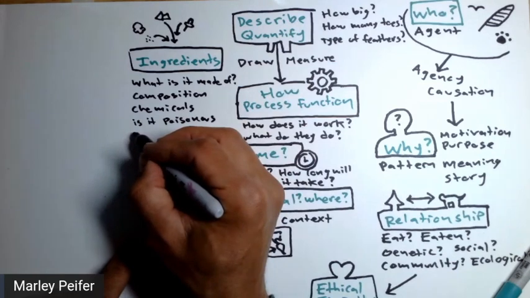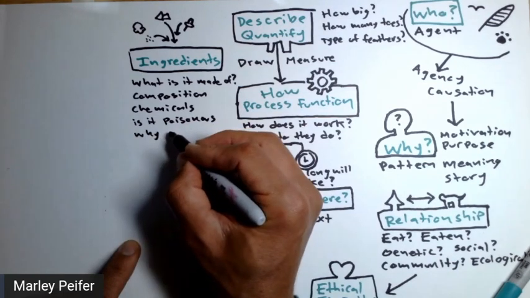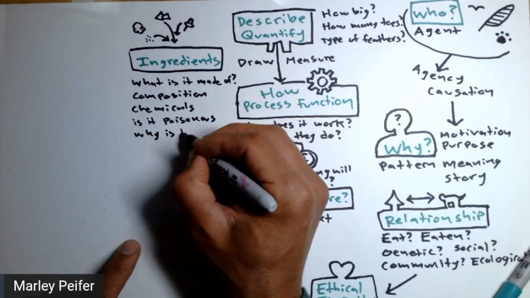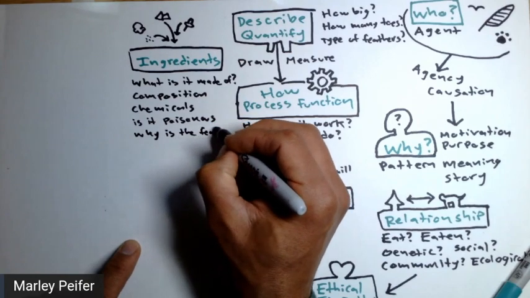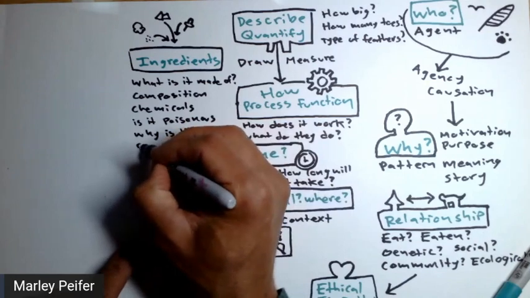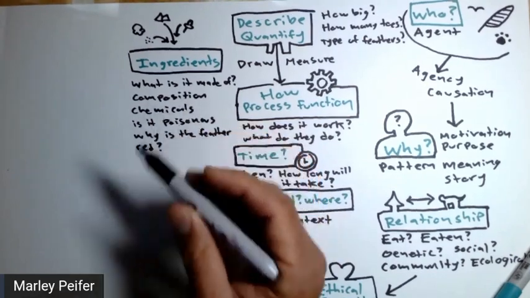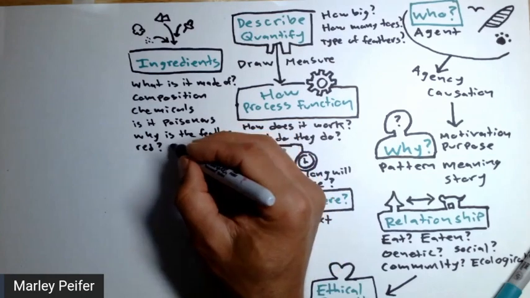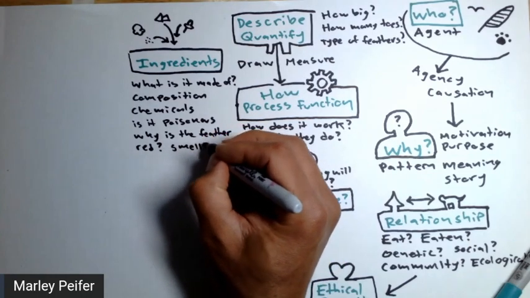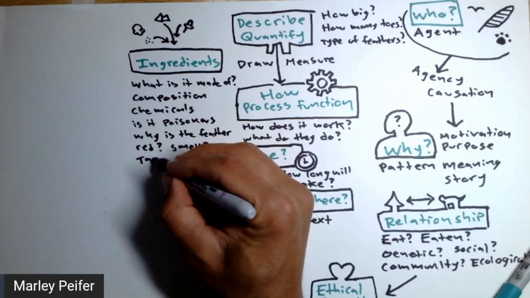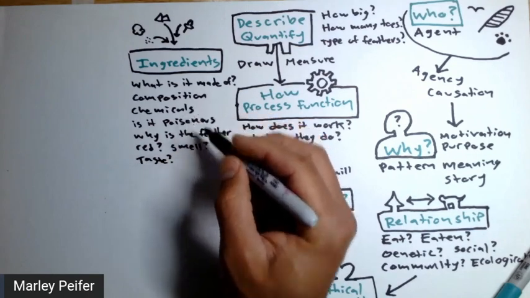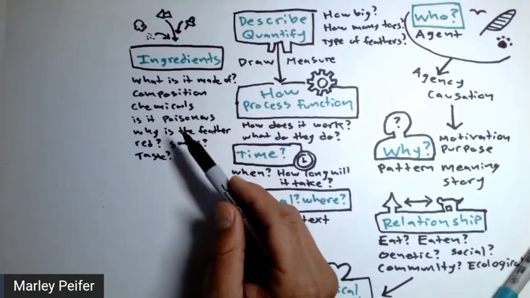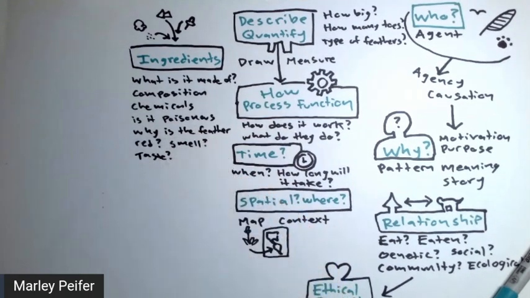Even questions like why is the sky blue might be related to this, or why is the feather red could go back to this question. What's inside? What's the smell? What's the taste? Those are all ingredient questions, chemistry questions. What is the fur made up of?